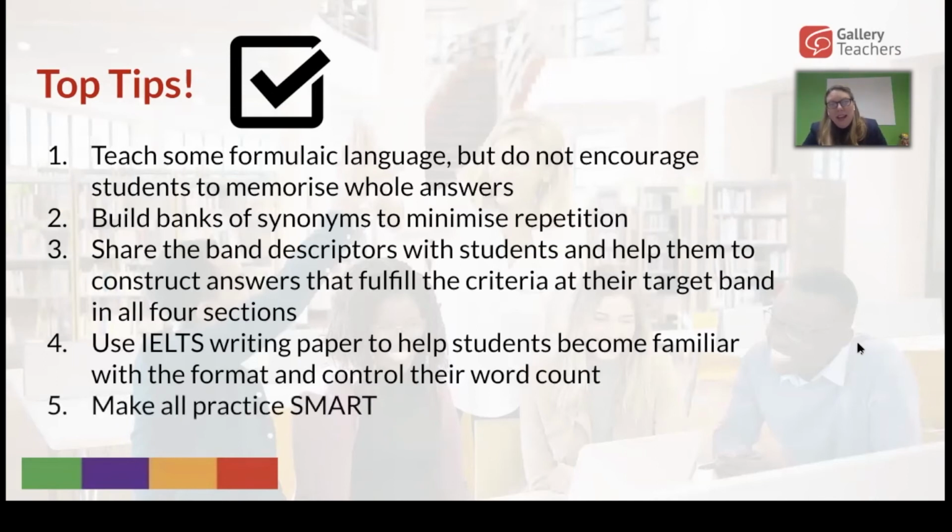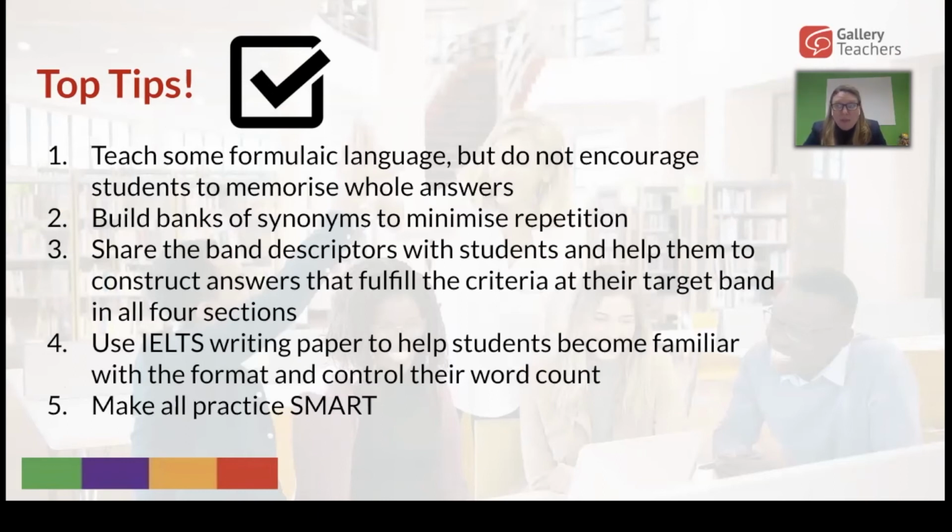And finally, you should make all practice SMART. So SMART is specific, measurable, achievable, realistic, and time-bound. Every time you give a practice exam task, you must make the students time themselves, or you should time them, okay?